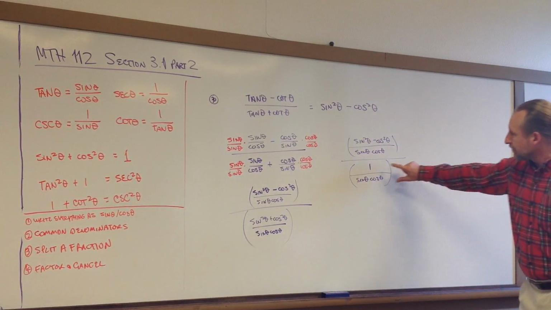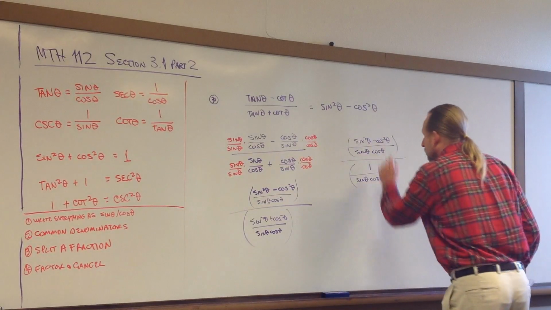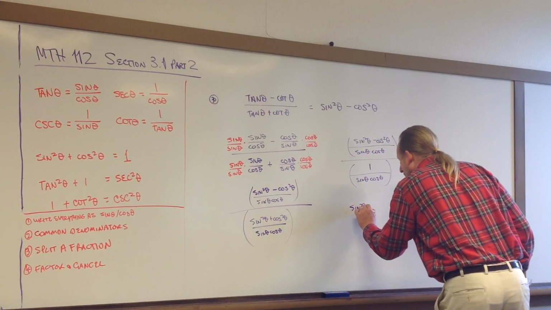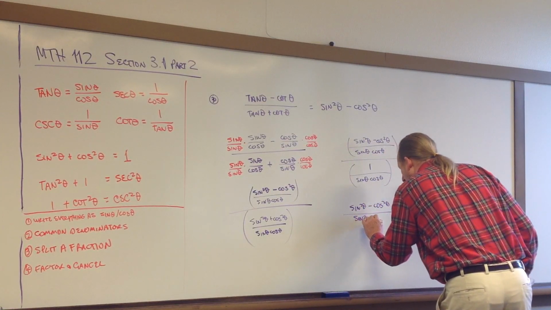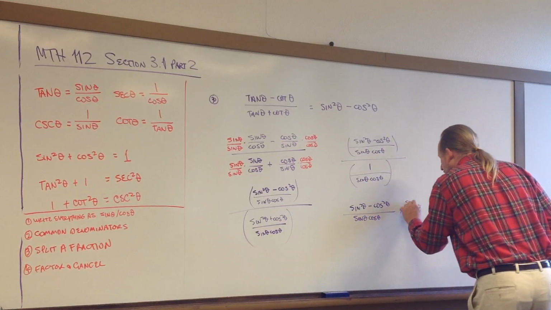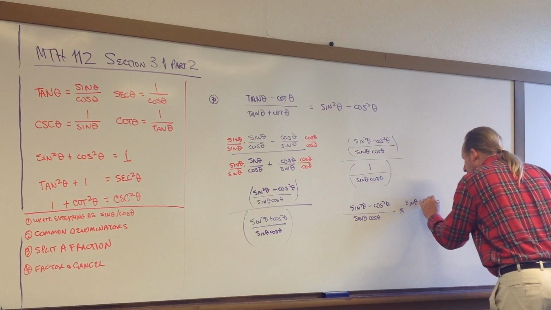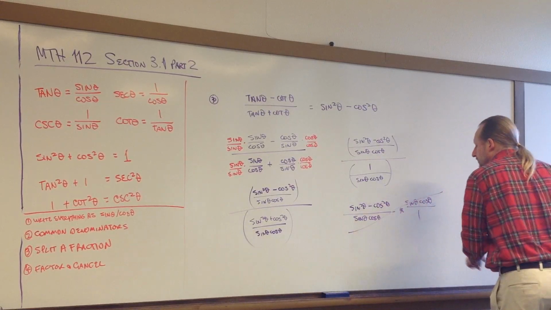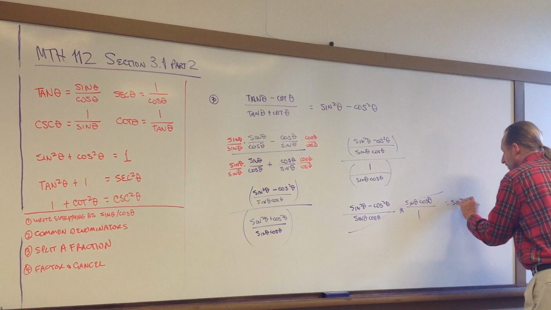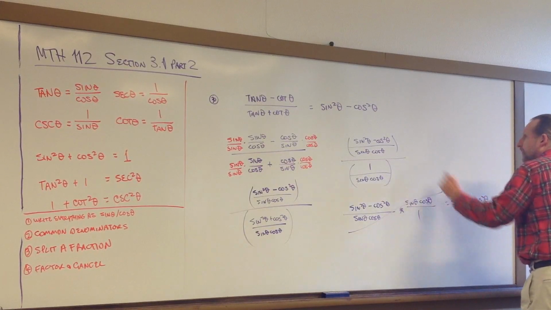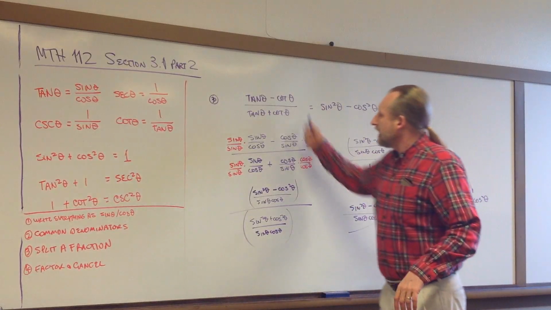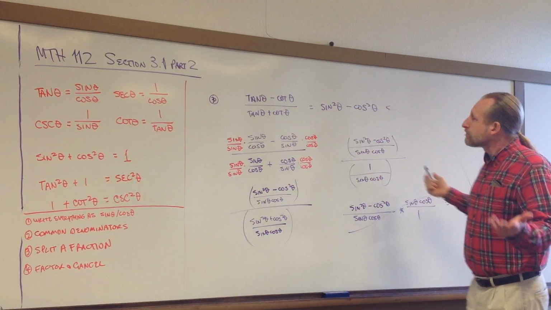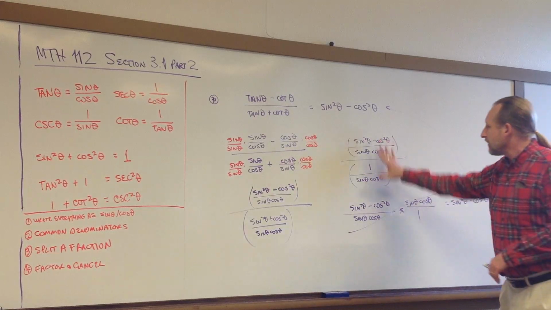Okay? And then the next step is we're going to take this multiplied by the reciprocal. So the top will stay the same. And then that'll get multiplied by sine theta cosine theta over 1. Those cancel. And there we go. Sine squared theta minus cosine squared theta. And that's what we wanted. Again, like I said, this is a little bit tricky in here. But once you get past that, then things work out pretty nicely.